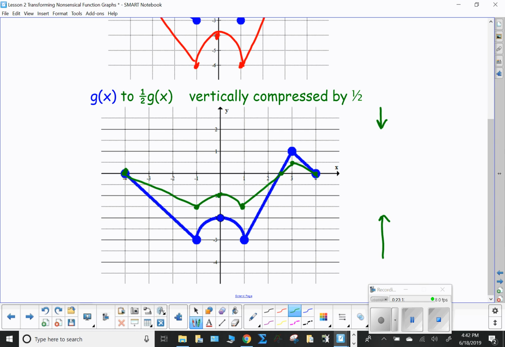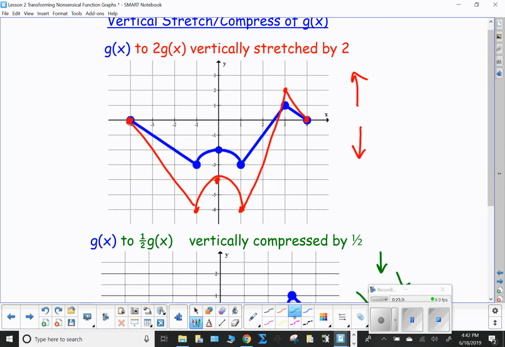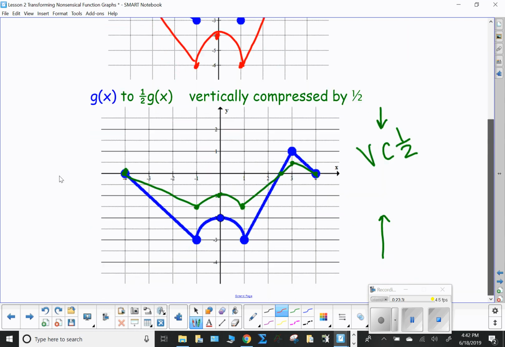And notice, any place where I'm on the x-axis, I stay on the x-axis. It was compressed from above and below. So vertical compression by 1/2. That's what the transformation is. Up here, this is a vertical stretch by 2. We use the word compress instead of shrink so that you can use an abbreviation VS or VC. All right?